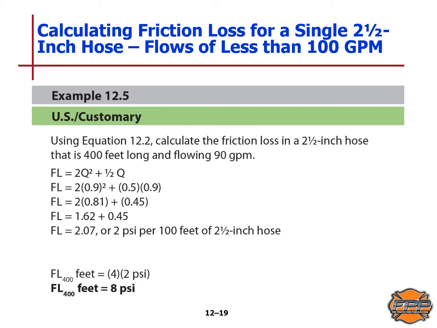So friction loss equals 2 times 0.81 plus 0.45. And when you work out the math, you end up with friction loss equals 1.62 plus 0.45. So the friction loss is 2.07 or 2 psi per 100 feet of 2.5 inch hose. And down at the bottom, you see friction loss for 400 feet equals 4 times 2 psi. So the friction loss for 400 feet of hose is 8 psi.